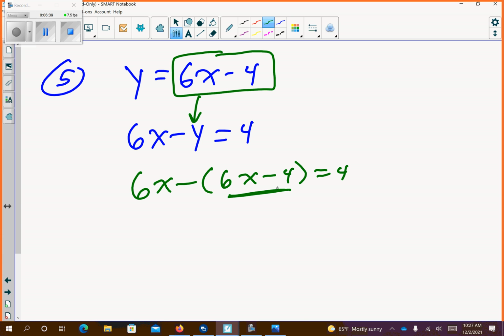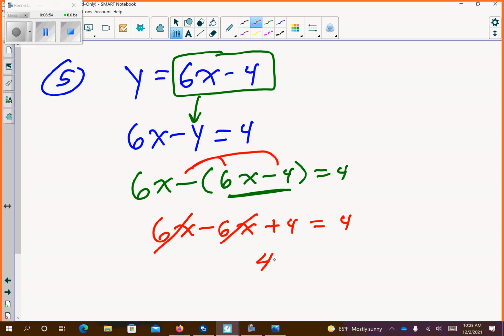This is where x used to live. Let's distribute a negative over the parentheses. So I get 6x minus 4, or plus 4, excuse me, equals 4. This cancels this, agree? So I get 4 equals 4. There's no longer an x or a y value, so this means something. What does this mean, my friends?